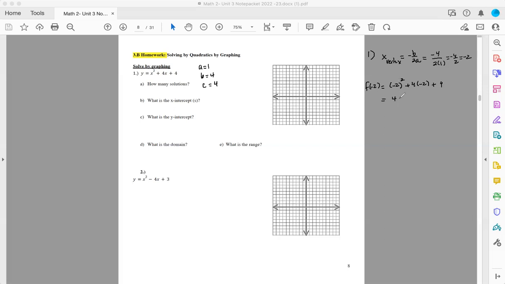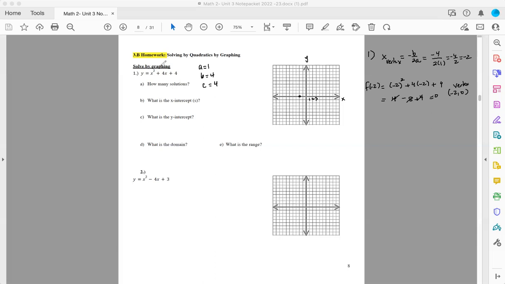Negative 2 squared is 4. 4 multiplied by negative 2 is negative 8. And then plus 4. 4 plus 4 is 8, minus 8 is 0. So negative 2, 0 is our vertex. So our vertex is right here, given that, of course, the scale is by 1 here. So this is our vertex.